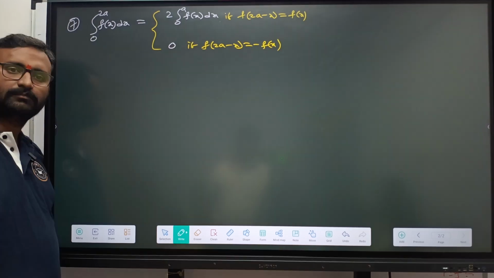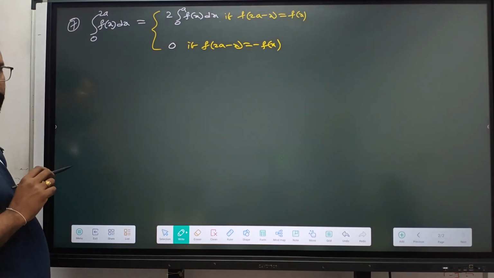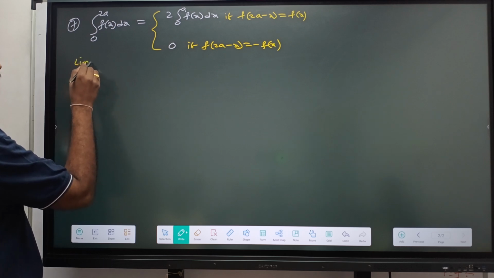Yeah. So more two formulas I want to give you, that is nothing but having a name, limit of sum.